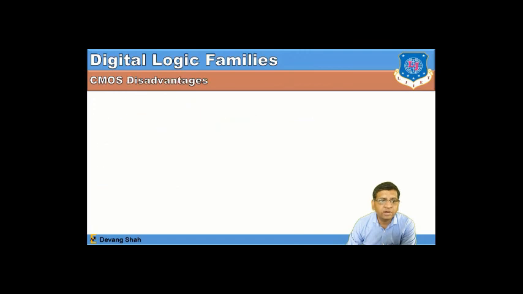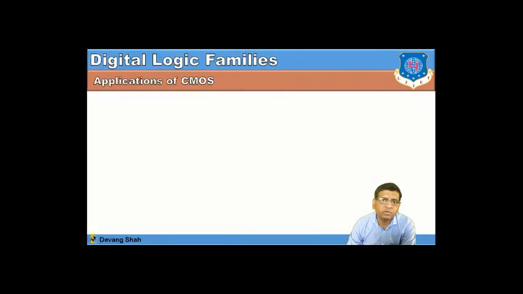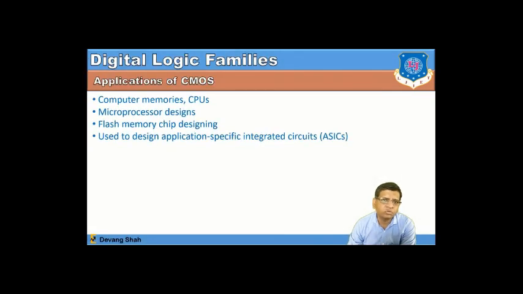What are the disadvantages? The cost increases as the processing steps increase, however it can be resolved. The packing density of CMOS is low compared to NMOS. Another drawback of the CMOS inverter is that it utilizes two transistors as opposed to one NMOS. So that means if you use n number of PMOS, in the same way you have to use n number of NMOS in a complementary metal oxide semiconductor, right? So this is one of the drawbacks because the cost would be high.